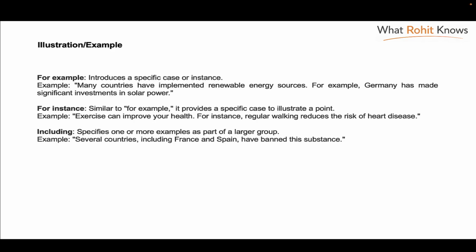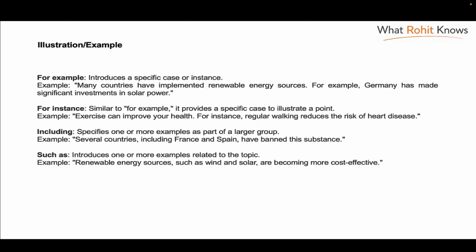And then we also have including. Several countries, including France and Spain, have banned this substance. It's a way of giving an example, that of several countries, an example of them is France and Spain. And finally, we have such as, which introduces one or more examples related to the topic. Renewable energy sources such as wind and solar are becoming more cost effective. So such as and including, yes, within a sentence, if you want to include something, they make sense. But as a separate sentence for giving an example, I would suggest you use for instance. You can use both for example and for instance, but I would say using for instance is a better choice.